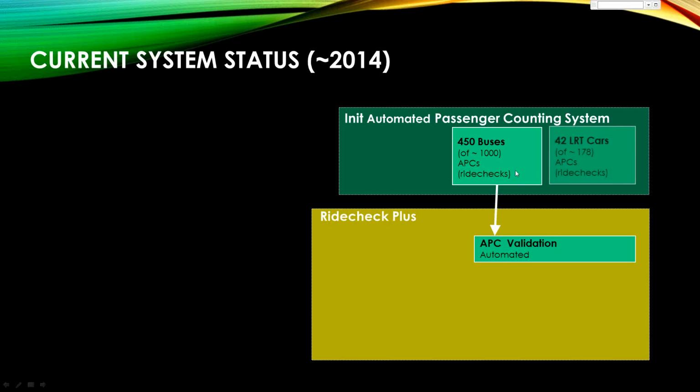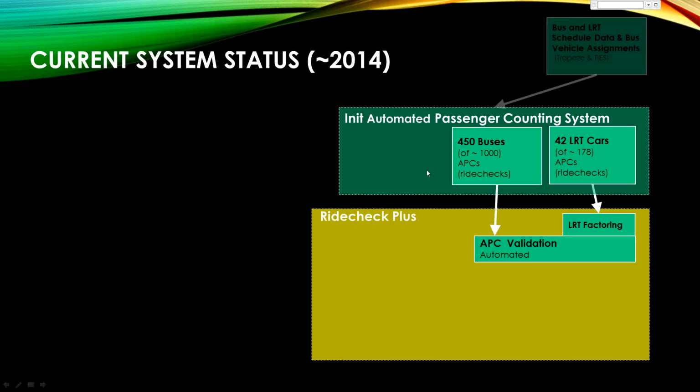of issues. We also have the init APC system currently on 42 of our light rail cars. And for light rail, we have an additional system we go through because we may at times have 2 cars with APCs on them on a 3-car train, and so we factor that and assume that the sampling for those 2 cars represents all 3 cars, so we factor the data as it comes in.